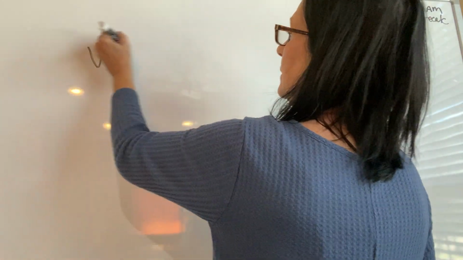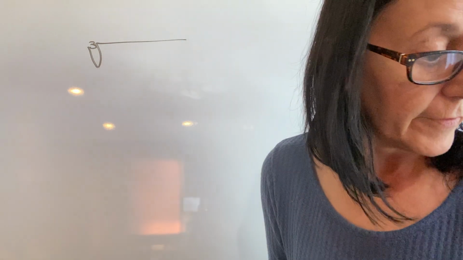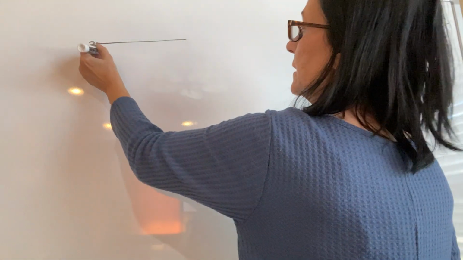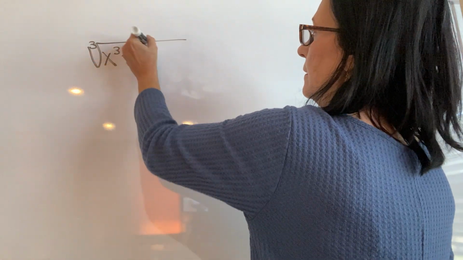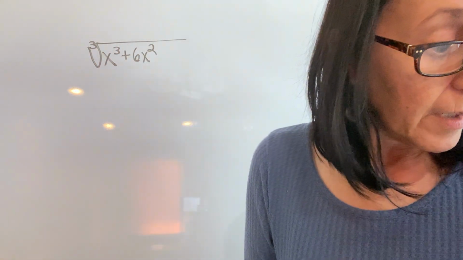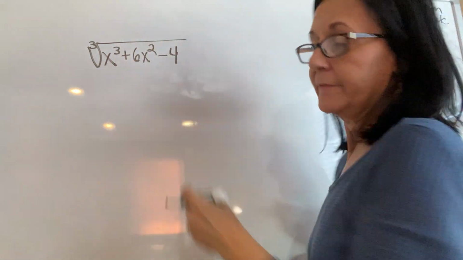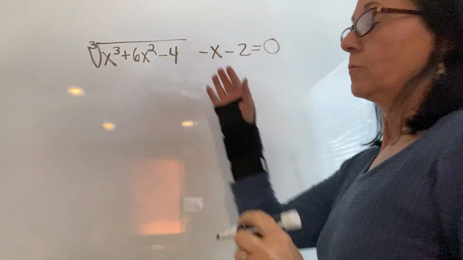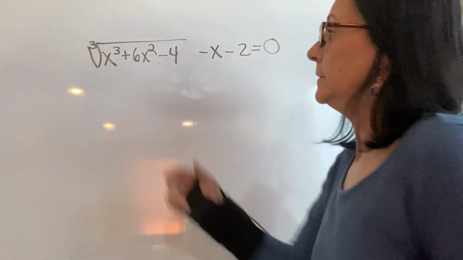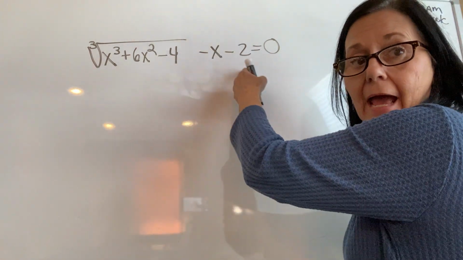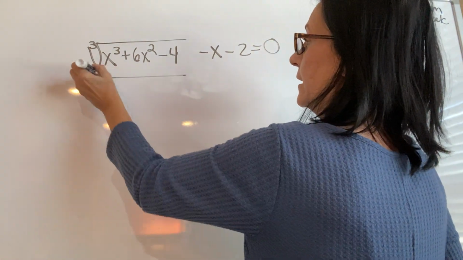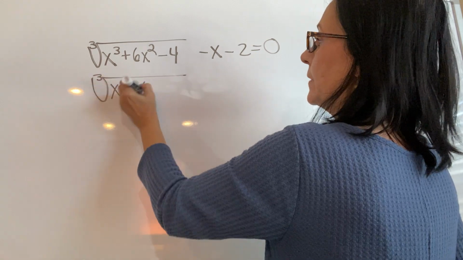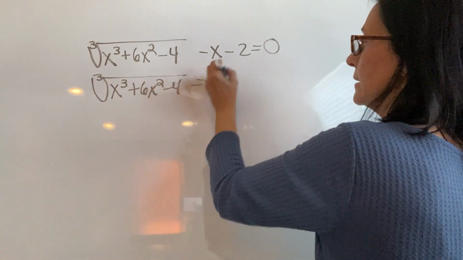It's the cube root of x cubed plus 6x squared minus 4, that's what's under the radical, minus x minus 2 equals 0. Okay, you want to isolate the radical. So I'll add 2 and I'll add x on both sides so that we end up with the cube root of x cubed plus 6x squared minus 4 equals positive x plus 2.